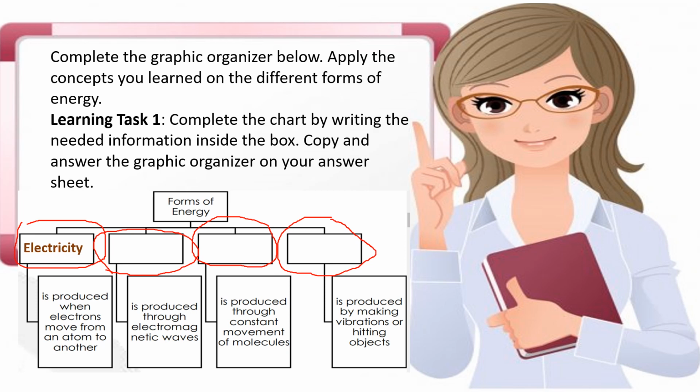Okay, so we have electricity. Next, light, heat, and sound. Very good. Did you get the 4 forms of energy? Nice.